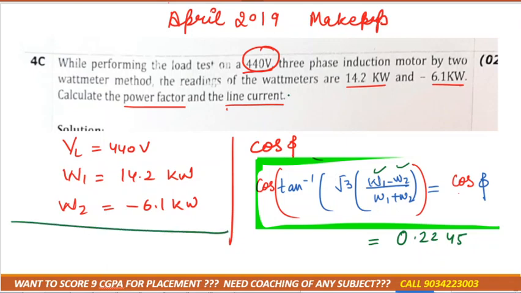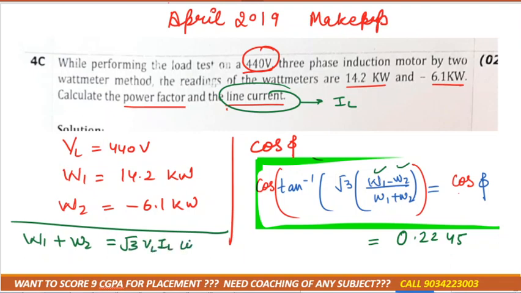Now in the next part, they are asking you the line current and line current is denoted by IL. So we know the formula that W1 plus W2 is equal to root 3 VL IL cos phi, right? W1 is given, W2 is given, cos phi we already calculated, VL is given. Can we get IL from this? Right? After calculation of IL, we'll get IL as 47.34 ampere.